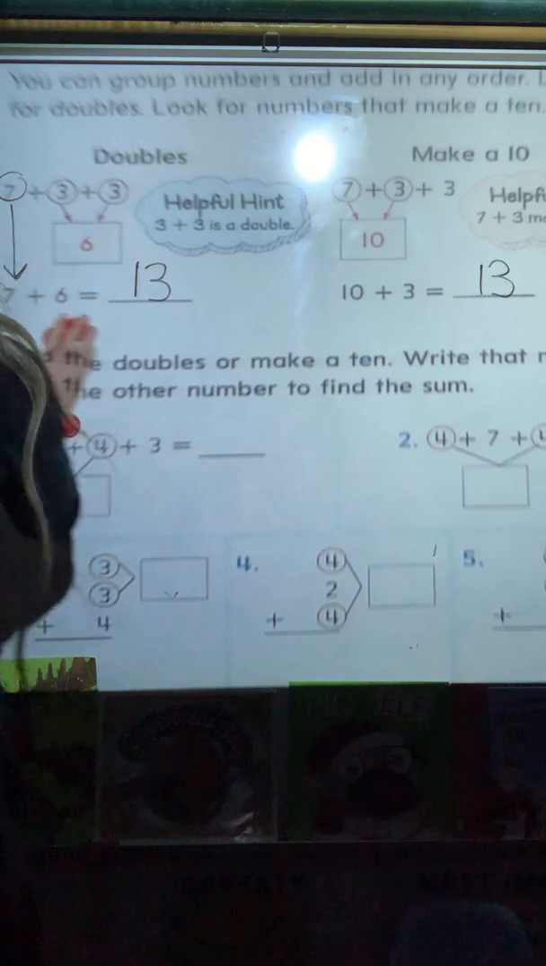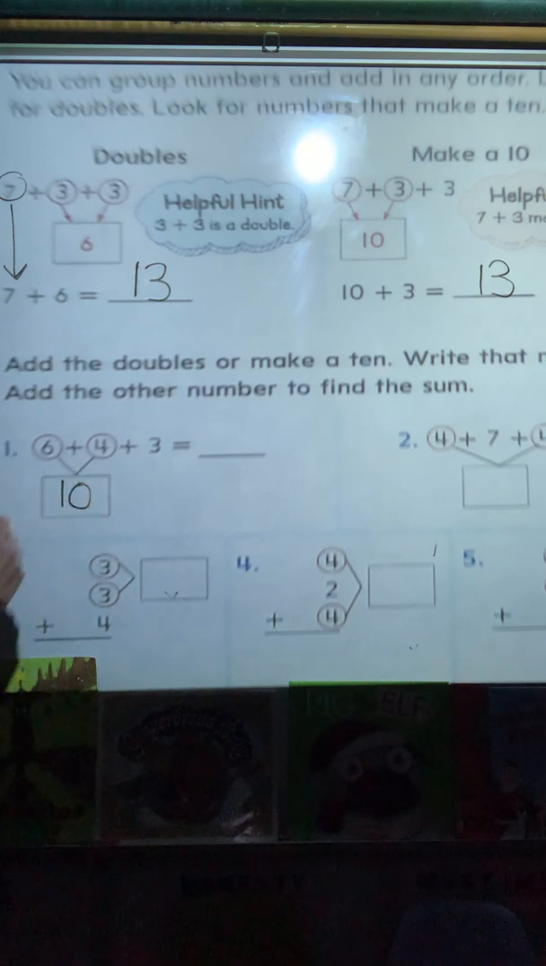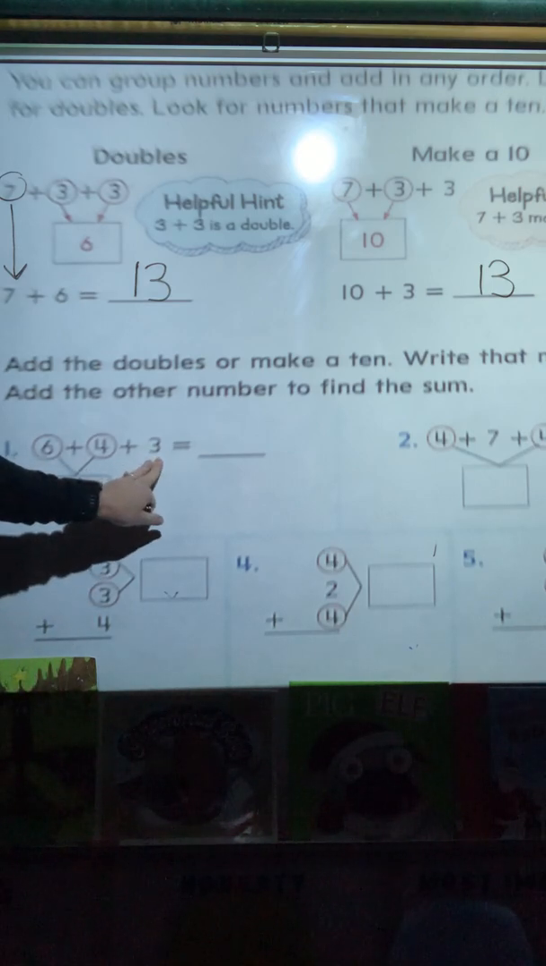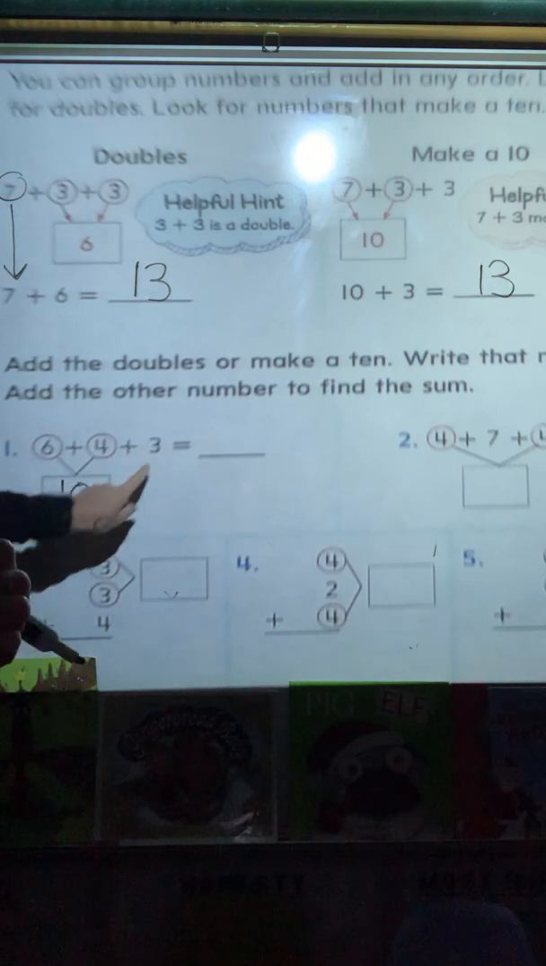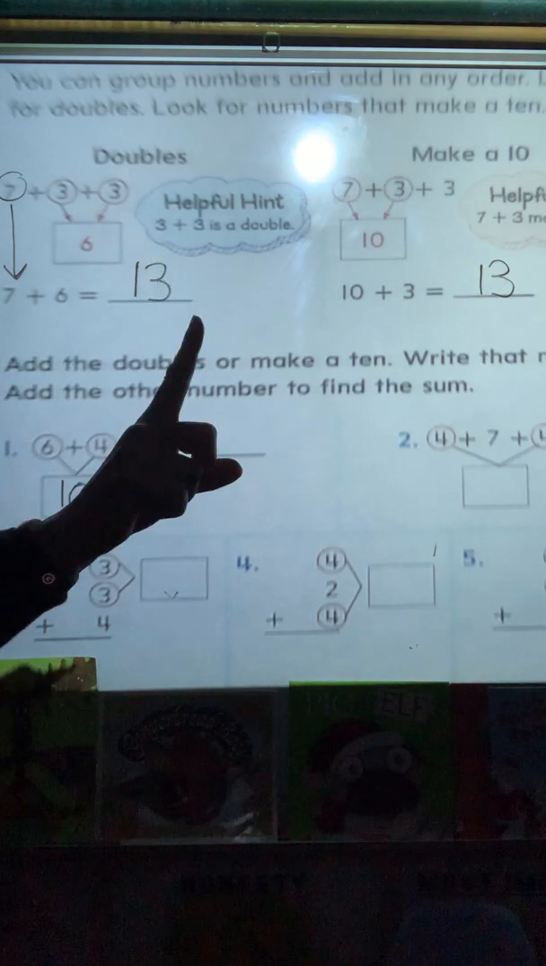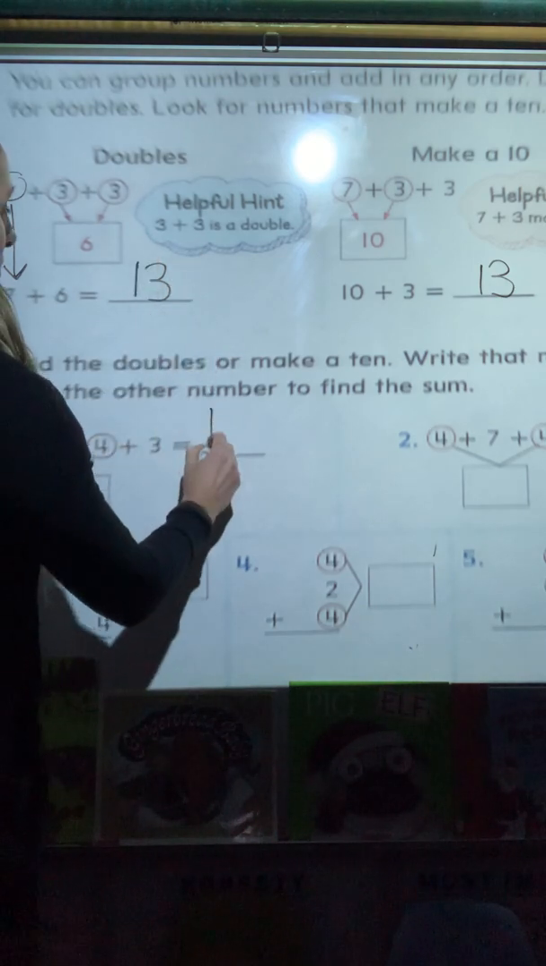Let's try it again for number 1. Okay, on number 1, it looks like they want us to add 6 and 4 first. Everyone knows it. 6 and 4 makes 10. So this is the make 10 strategy. So if we have 10 and 3, we can count on, or we can just know that, remember, when you add to 10, the second number is always going to stay the same. So 10 and 3, 10, 11, 12, 13. 10 and 3 makes 13.